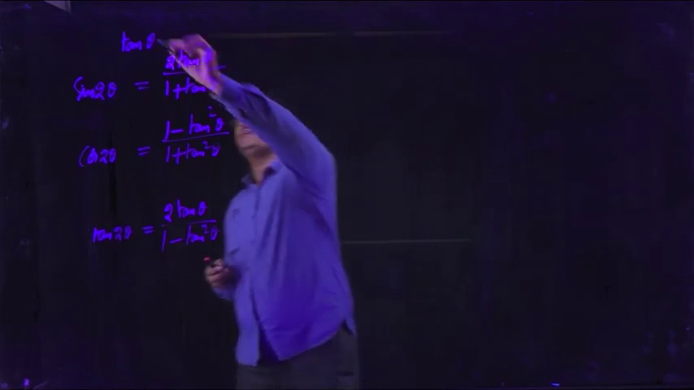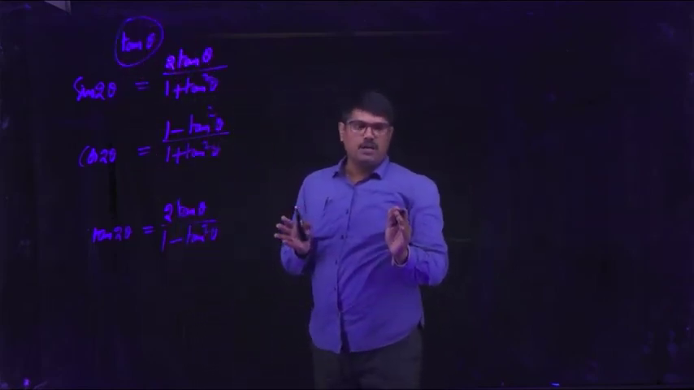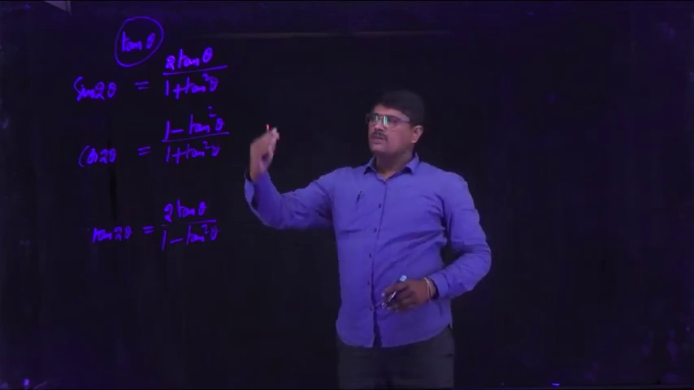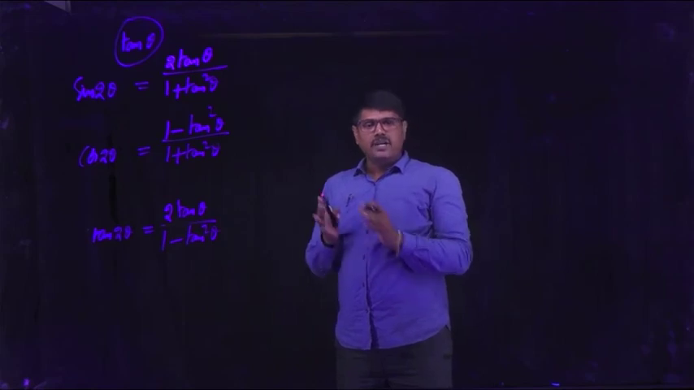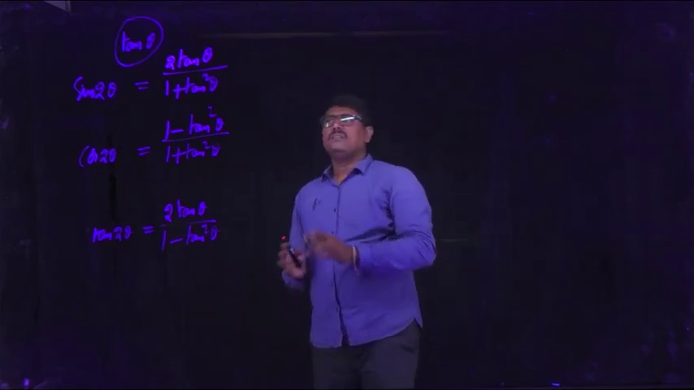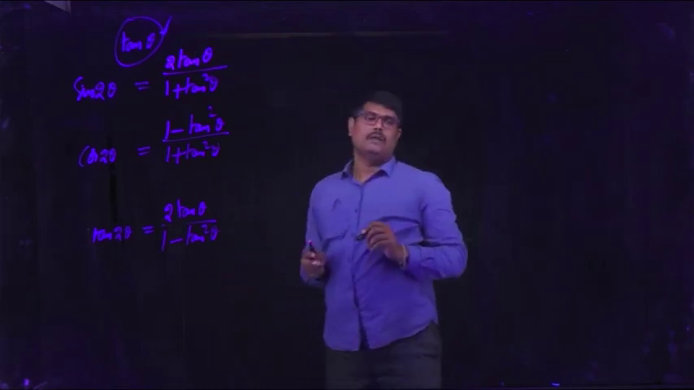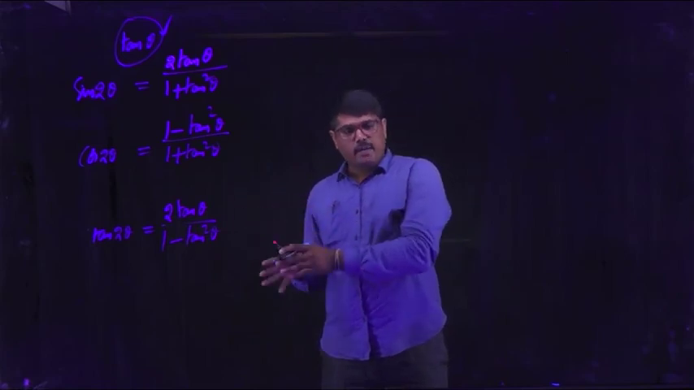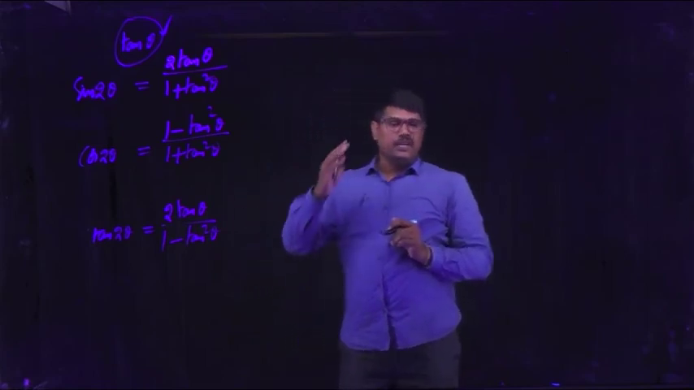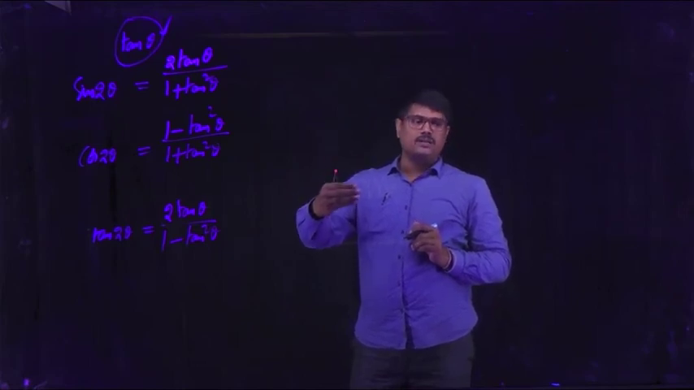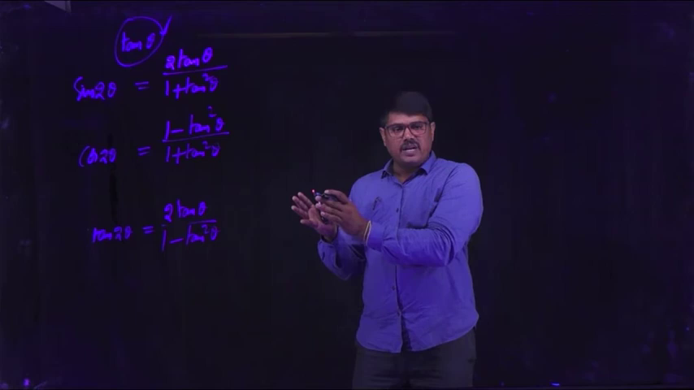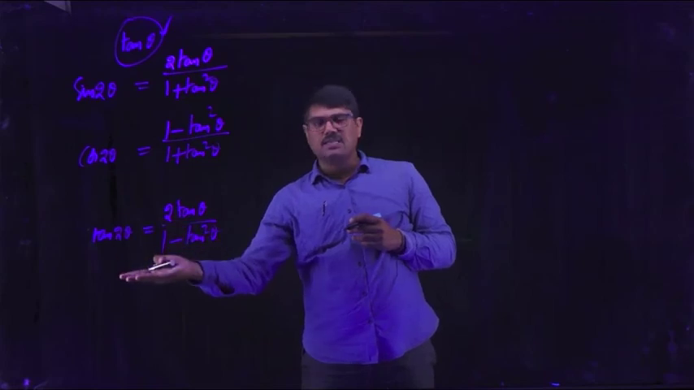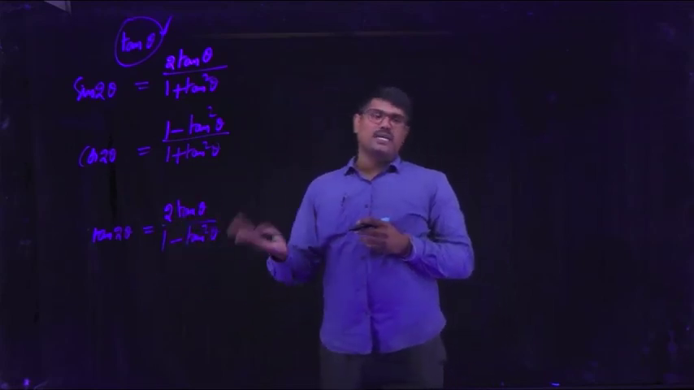If you know theta and you need to get information about 2 theta, then tan theta is required. Previously we discussed one concept: to know the concept of theta by 2, cos theta is required. If cos theta is already known, you can establish some formulas related to theta by 2. Here also, if tan theta is known, you can write about the 2 theta angle, 2 theta information.